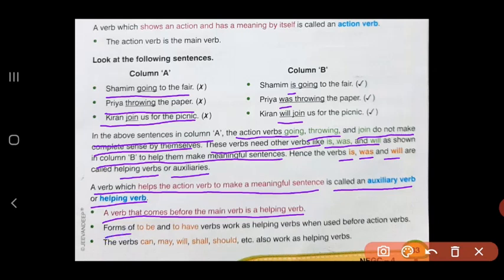Forms of to be and to have verbs work as helping verbs when used before the action verbs. Which are the other verbs that we can use as helping verbs? Can, may, will, shall, and should. These are some additional helping verbs that we can use.